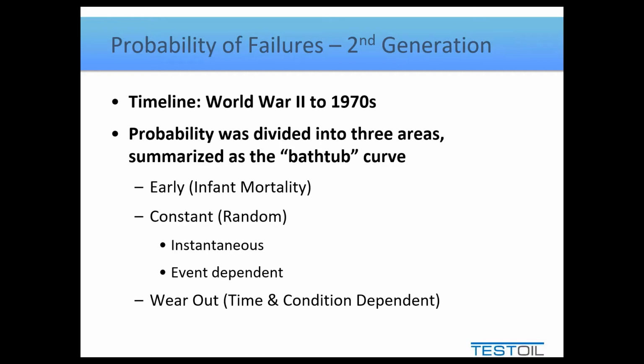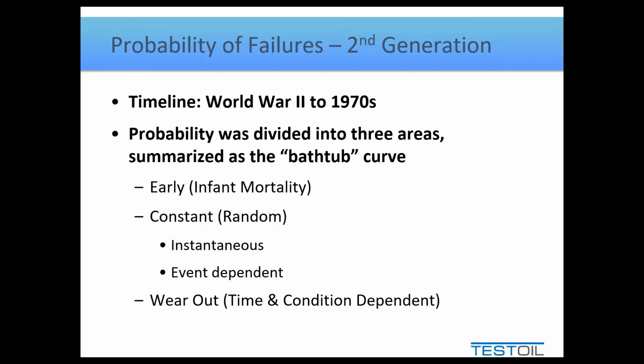And I do prefer the term random more than constant because it does imply a little bit of the unpredictability to a constant probability of failure. And wear out has been renamed time and condition dependent because it's not just a time factor, but sometimes it's a change in operating conditions, operating environment, things like this. So these three curves essentially were sort of a new way of looking at things by adding in early and constant to the already existing wear-out curve.